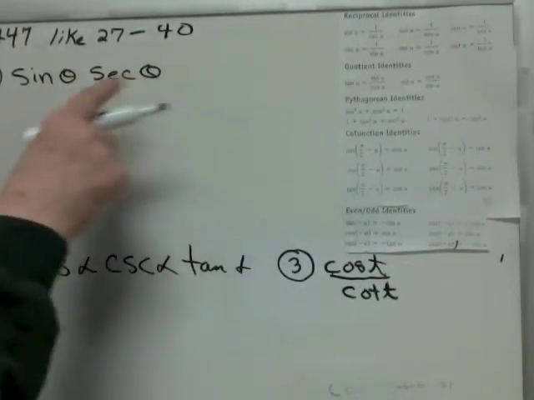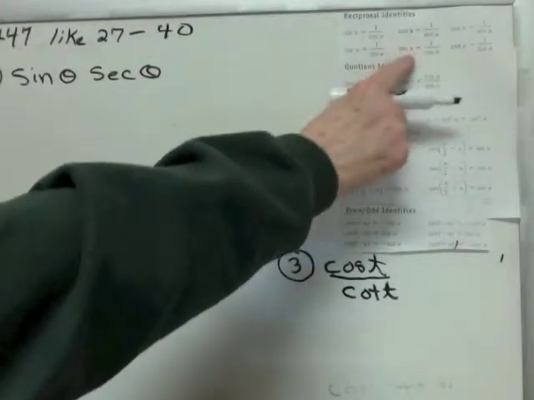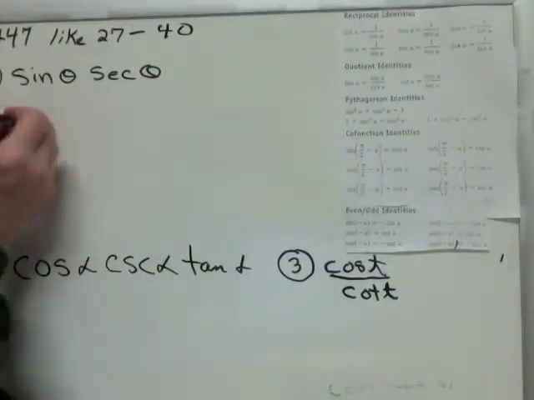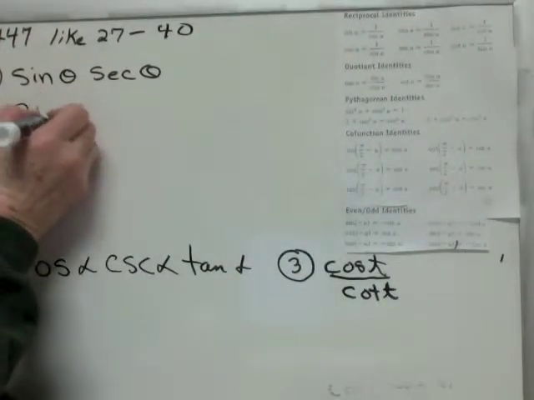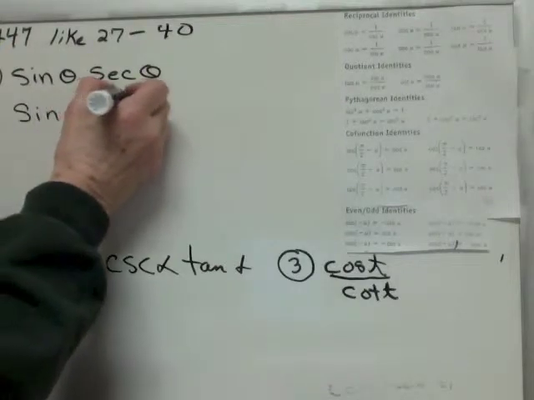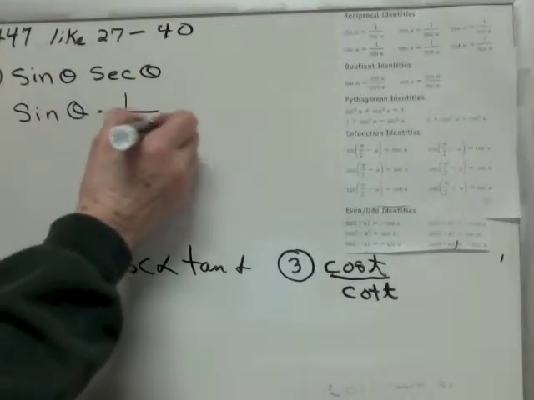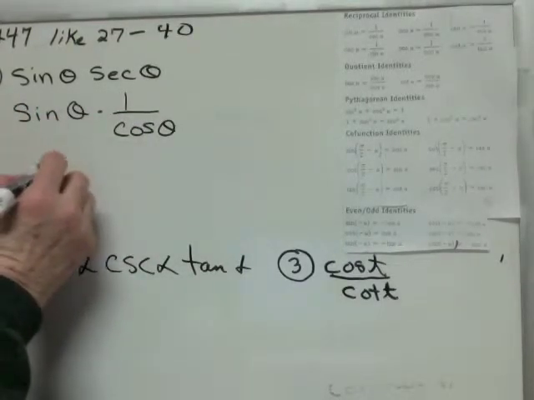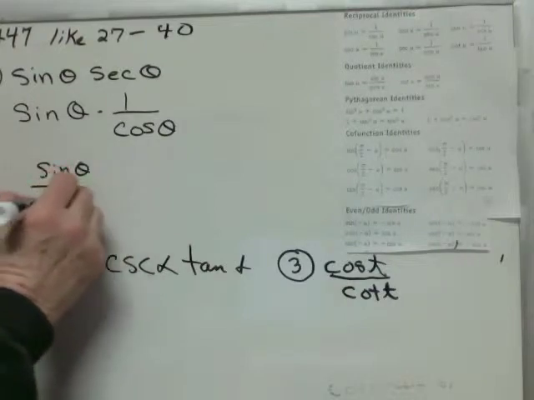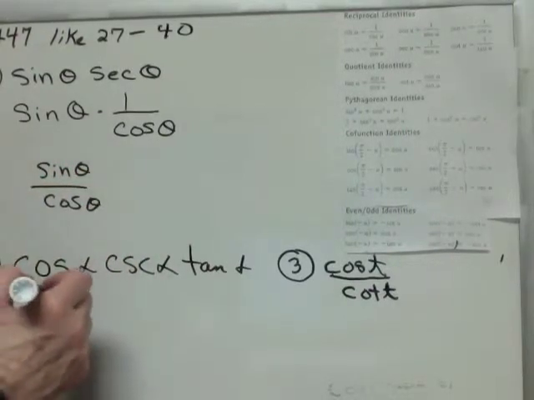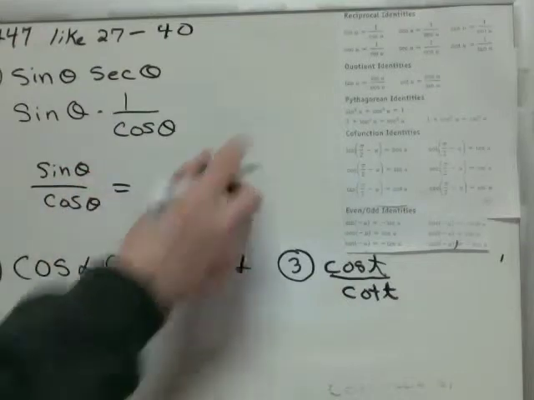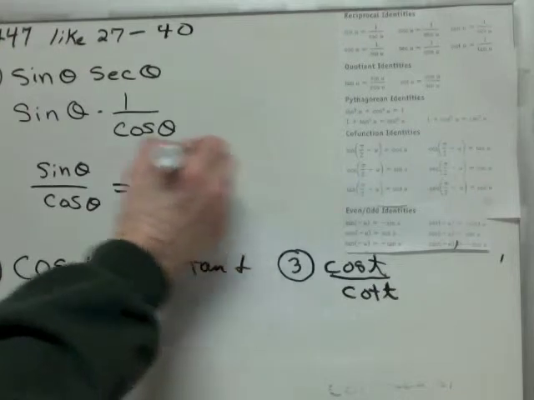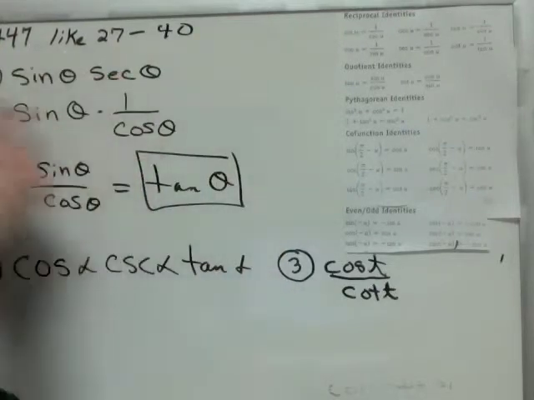Sine theta, secant theta, and I look over here at my substitutions and I see that secant theta could be called 1 over cosine theta. So I'm going to try that substitution first. And that was 1 over cosine theta. Then, if I multiply these two together, I get sine theta over cosine theta. And if I simplify that one more time, looking here, sine over cosine can be called tangent theta. And there's the answer, which is simplified from what I started with.